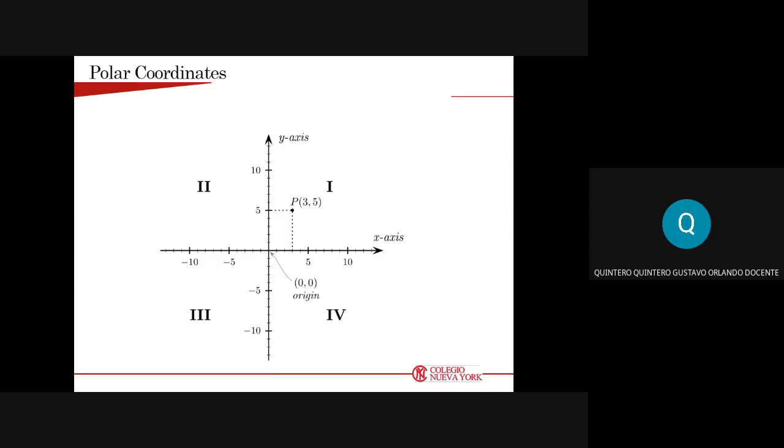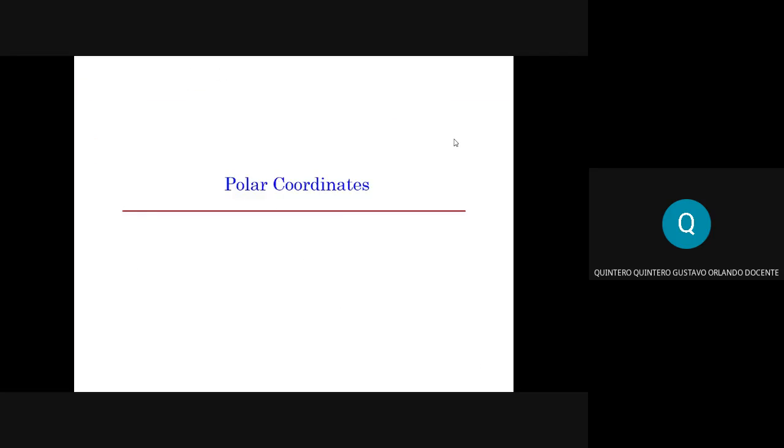There we go. All right, so polar coordinates. Now, today is the day where we actually get to talk about polar coordinates. I'm saying this because remember, in previous classes we saw just a little bit about polar coordinates.